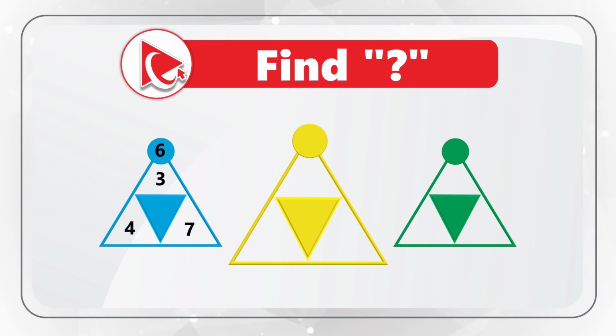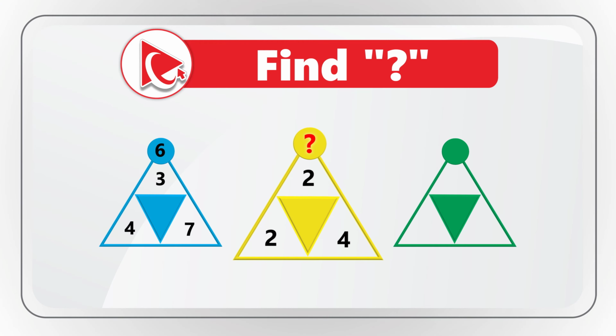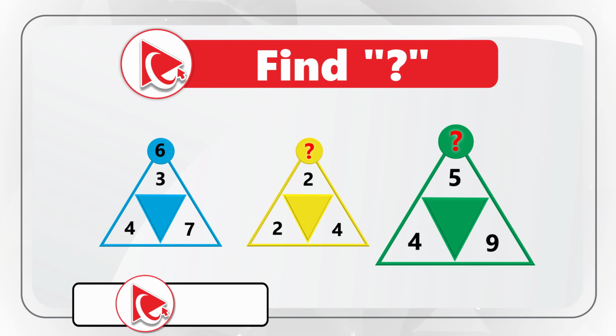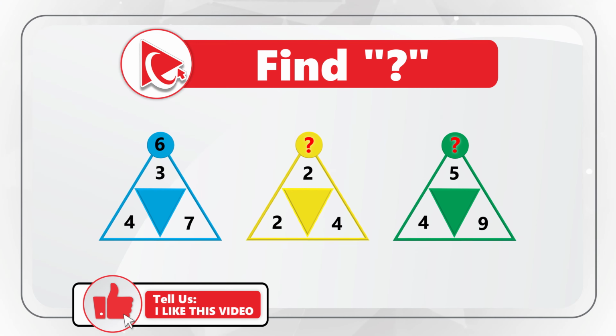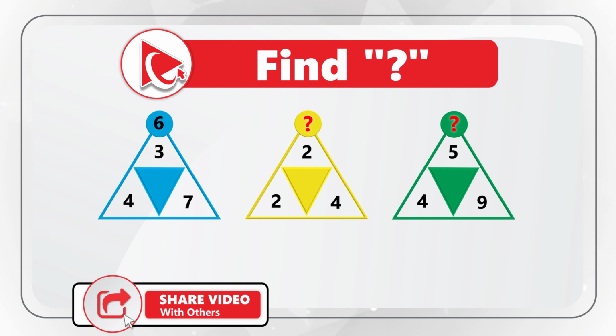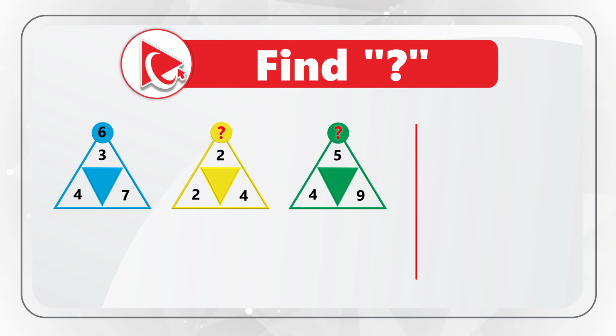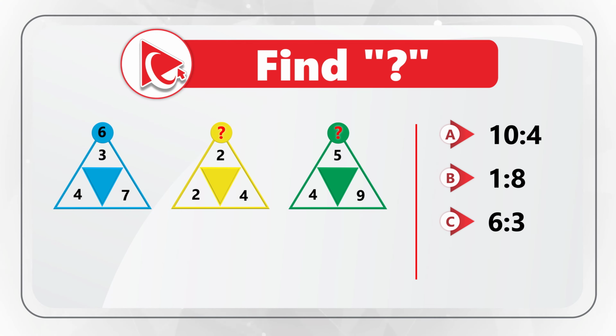Yellow triangle has numbers 2, 4, and 2, and there is a missing number on the top. Green triangle has numbers 5, 9, and 4, and a missing number on the top. Take a close look to see if you can find the two missing numbers and select out of 4 different choices. Choice A, 10 and 4. Choice B, 1 and 8. Choice C, 6 and 3. And choice D, 2 and 2.